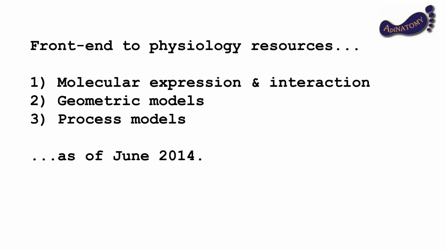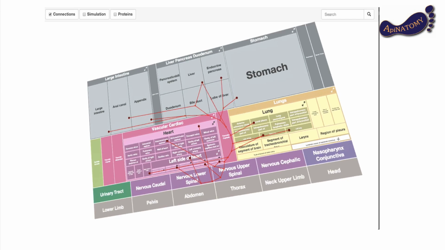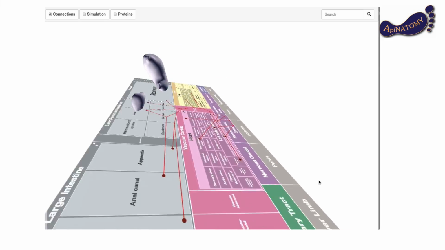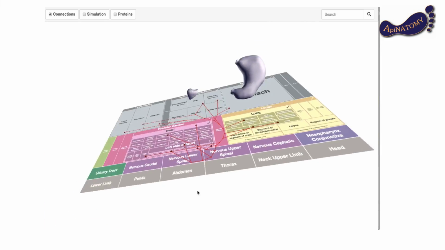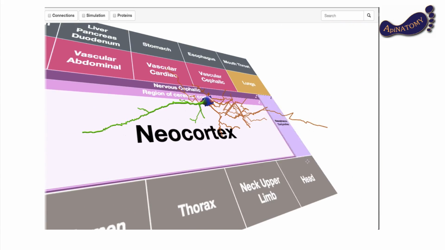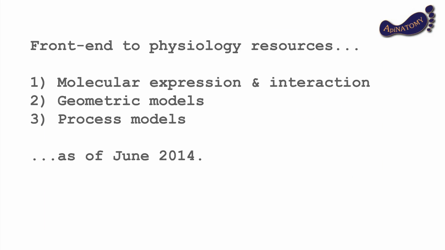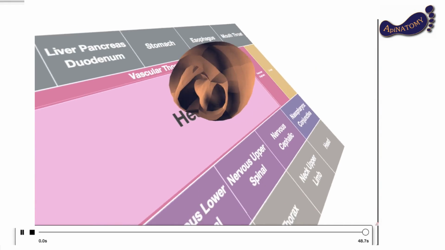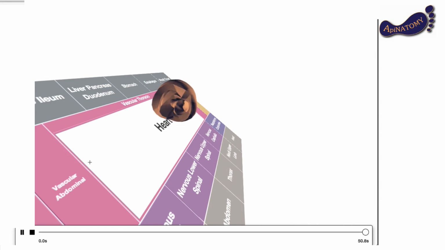Other resources include geometric models from different scales, such as volumetric representations of organs from BodyParts3D, as well as reconstructions of neural cells from neuromorpho.org, as well as mathematical modeling environments such as OpenCMISS from the Auckland Bioengineering Institute.